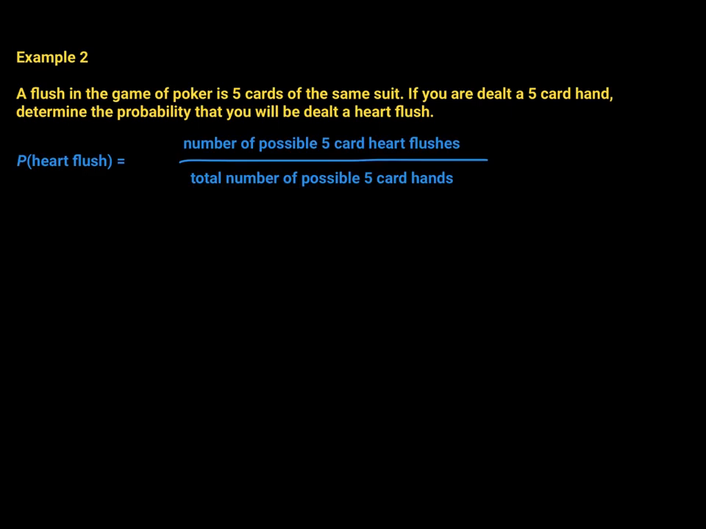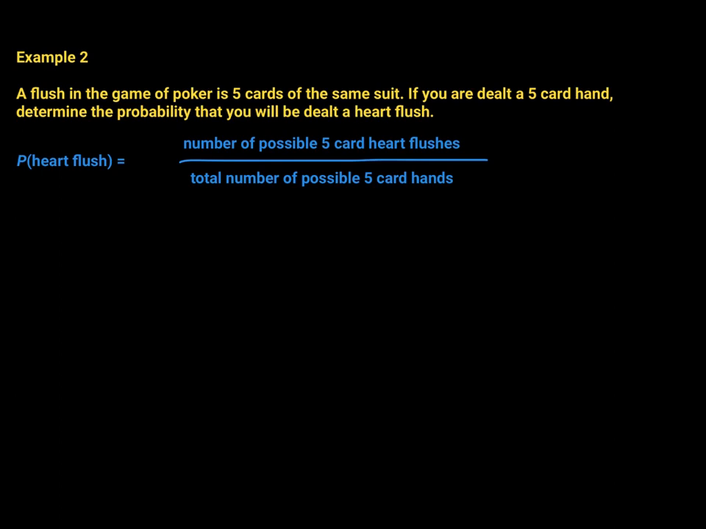We set up our probability for getting a heart flush. In the numerator are all of our favorable outcomes, the number of possible 5-card heart flushes, and the denominator, the total number of possible 5-card hands. Now listen, how many hearts are in a deck of cards? 13. Remember the numbers 1 through 10, 1 being an ace, and then the face cards, Jack, Queen, and King of hearts. So there are 13 hearts in a typical deck of cards. And we are selecting 5.